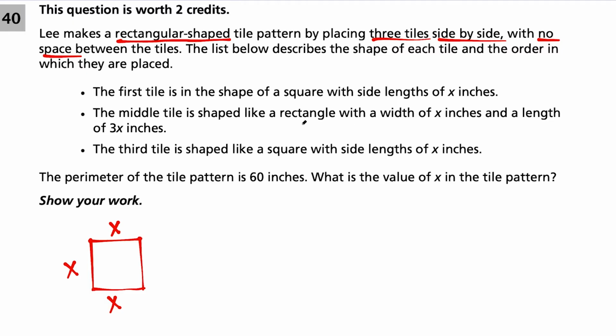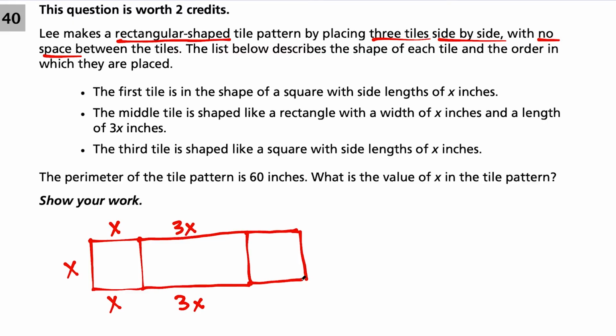Now the middle tile is shaped like a rectangle with a width of X inches and a length of 3X inches. So when we draw this part, we just have to draw it long like this. And the distance going out like this, going across horizontally, we could label 3X because they told us the length is 3X inches. And this part here, the vertical distance is going to match the X because the width is X inches. And then the last part here, we have the third tile is shaped like a square with the side length of X inches. So now we're going to draw the same square that we drew before, or the same dimensions. So we're going to draw one more square like this. And now this is our tile pattern. So this is one of the tiles. And we're just going to go ahead and label this all with an X.